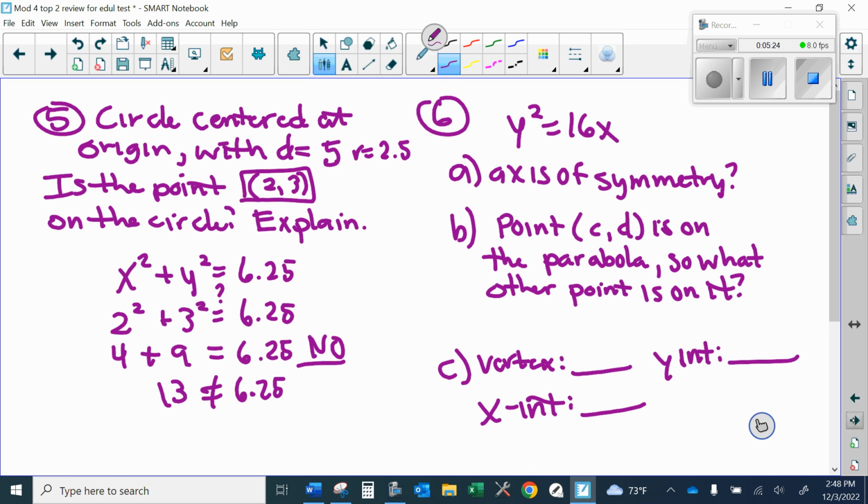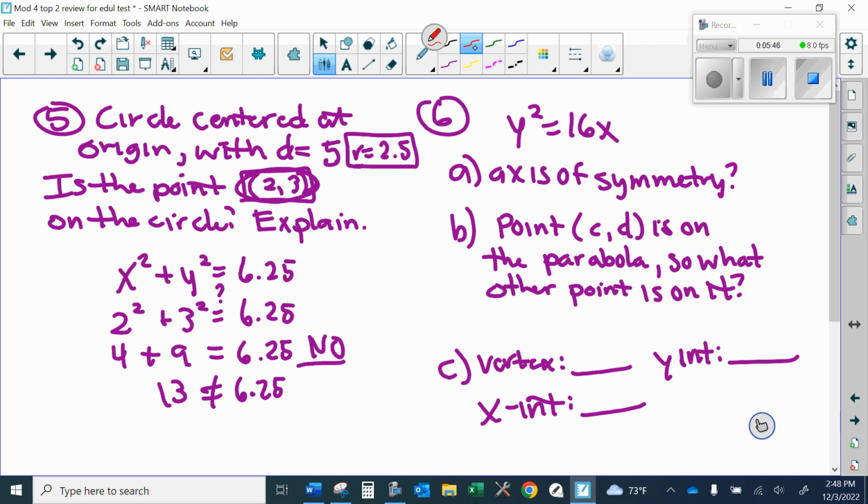Another way would be to take the center, whatever the center was if it wasn't at the origin, and go to the point (2, 3), find that distance, draw myself a right triangle, and find that distance for the radius and see if that equals 2.5, because the radius has got to be 2.5.